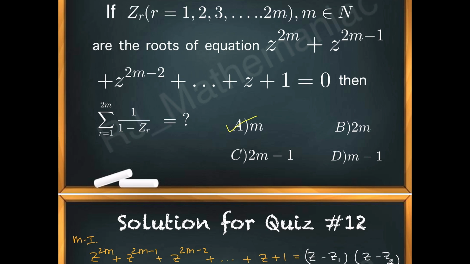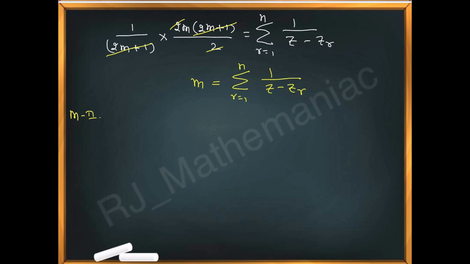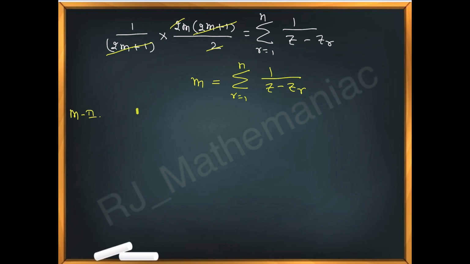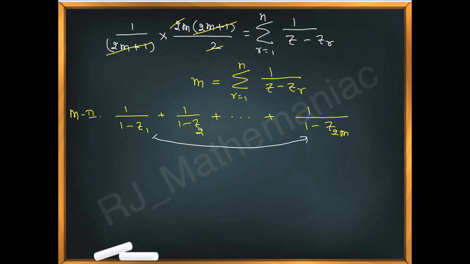I can use this approach. How? Let's see. So the needed sum is 1 upon 1 minus z1, plus 1 upon 1 minus z2, plus and so on, up to 1 upon 1 minus z2m. We know that z1 and z2m are conjugate to each other, so I'm just adding these two terms.